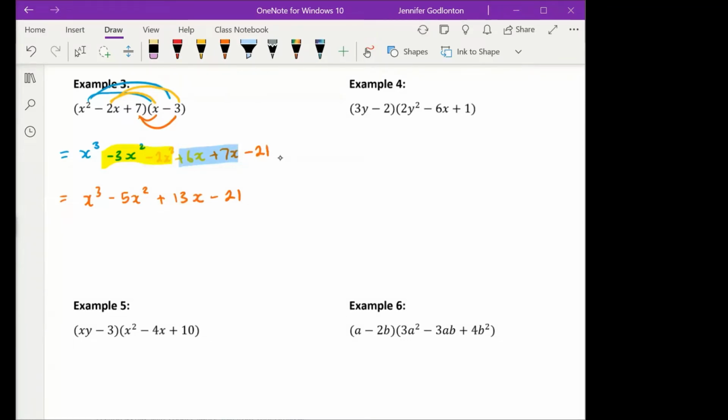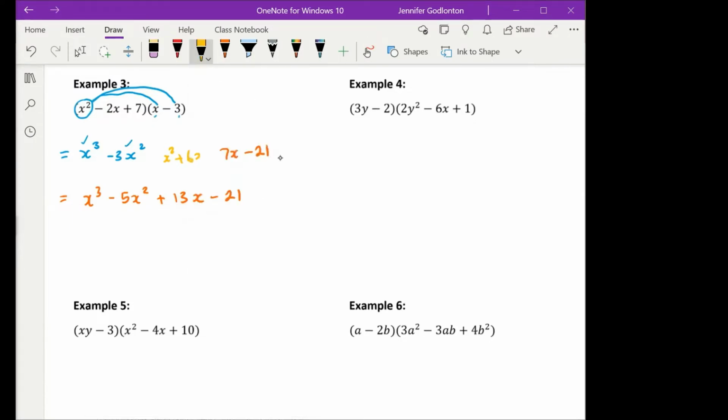Selena, how can I help? Ma'am, please explain what's going on here. Okay. So all we're doing is taking our first term and multiplying it by both of those terms. We're taking this first term, x squared, and multiplying it by both. So x squared times x gives us x cubed, and then x squared times -3 gives us -3x squared. That's our first part.